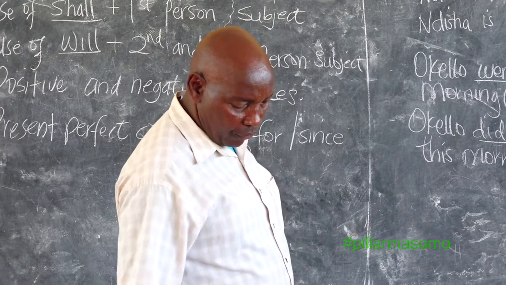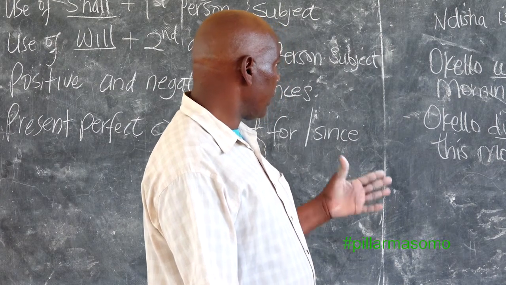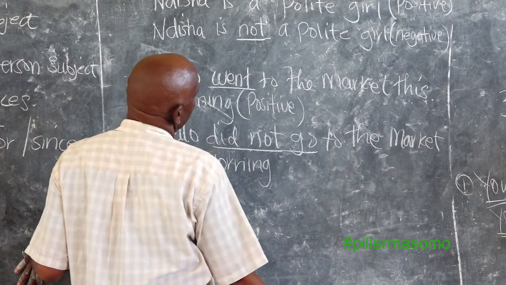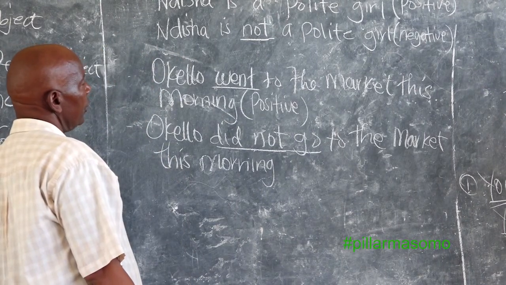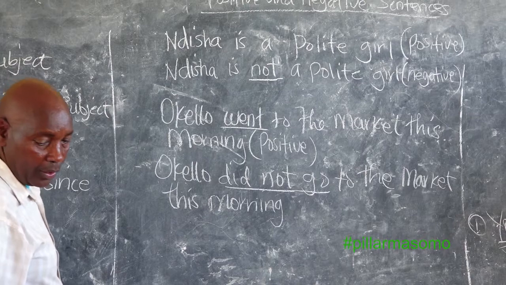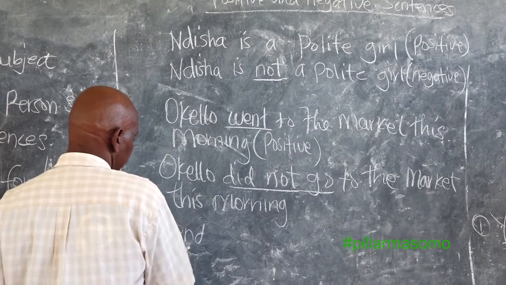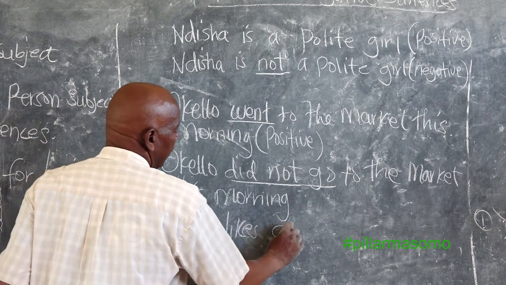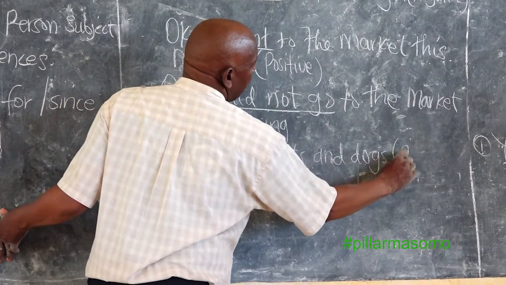Now, I want to give another sentence. I want us to understand that not is used in negative sentences. Another sentence here will say, Pendo likes cats and dogs. This one is positive.